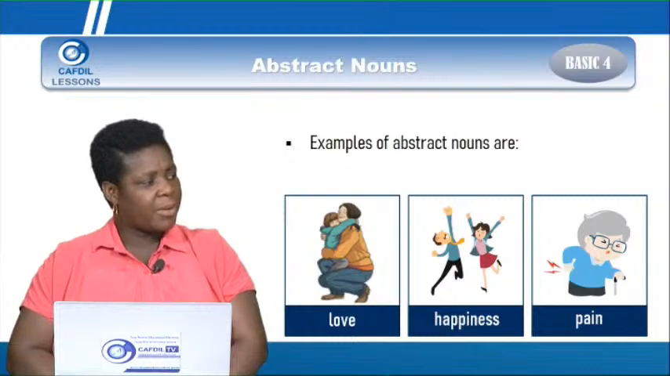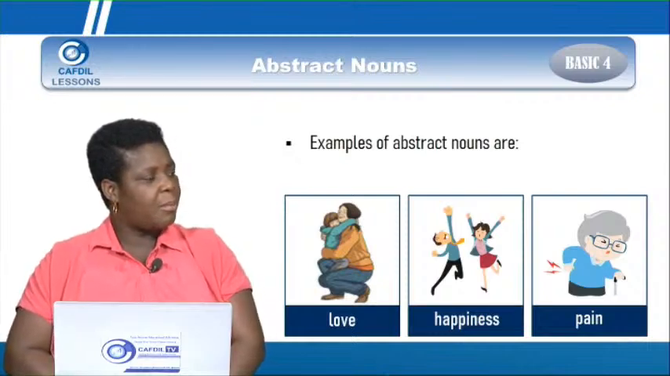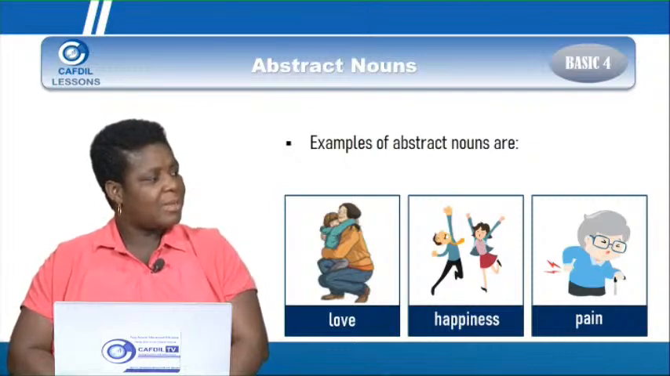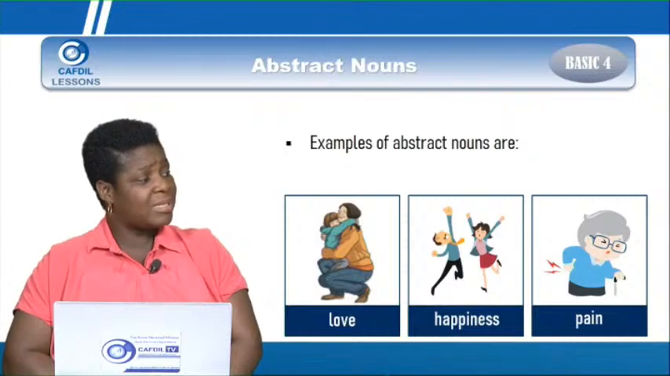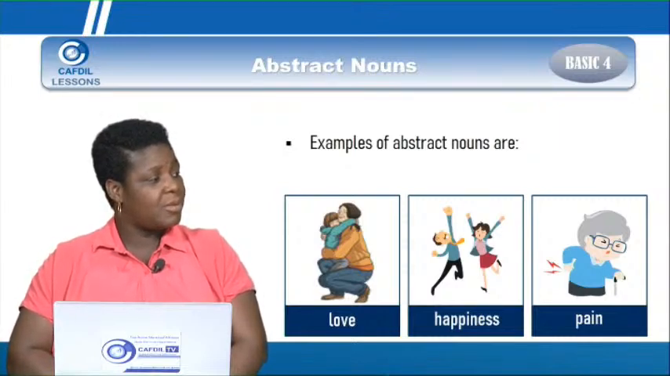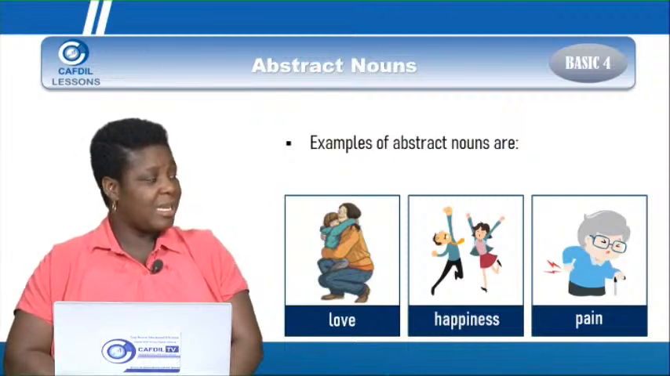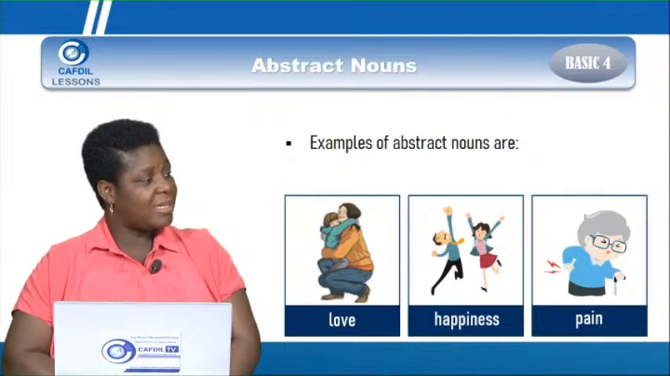Look at the boy critically. There's something wrong with the boy. The boy is feeling something that you cannot see, you cannot touch it, you cannot smell it, and that is pain. The boy is in pain. You cannot see the pain that he's going through.